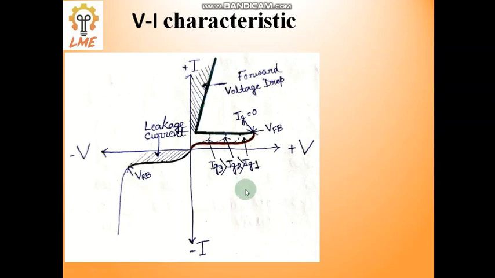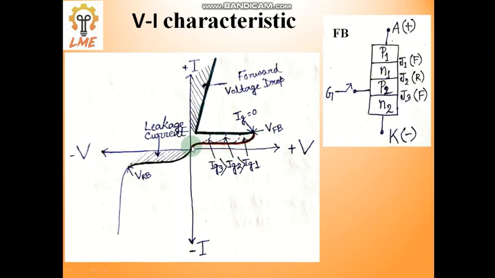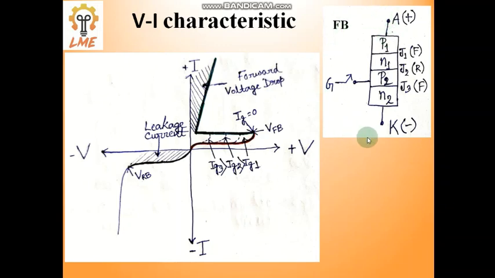Okay, so let's check the VI characteristics of SCR. This is the VI characteristics of SCR. Here we can see this is the positive voltage side, this is the positive current side, this is the negative current side, and that is the negative voltage side. What we see is this particular part, from the zero point to this red area up to VBO, is known as the forward blocking condition.